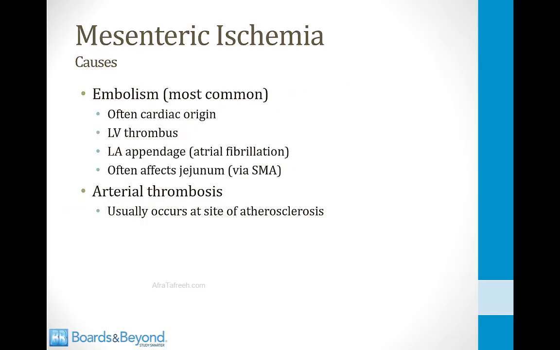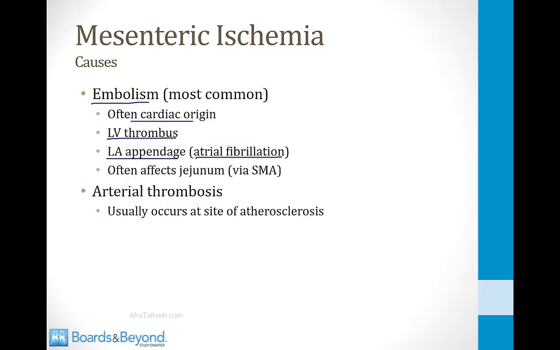So let's talk about the causes of mesenteric ischemia. Why would this happen to someone? Well, the most common cause is an embolism, and these emboli often come from the heart. There can be a thrombus in the left ventricle. There can also sometimes be a thrombus in the left atrial appendage in patients with atrial fibrillation.